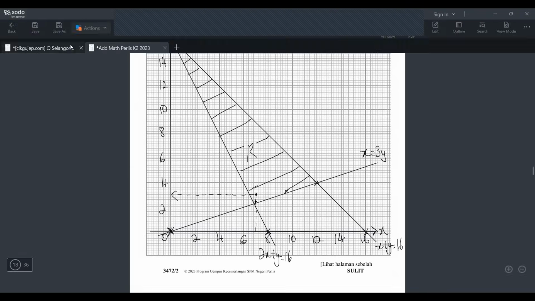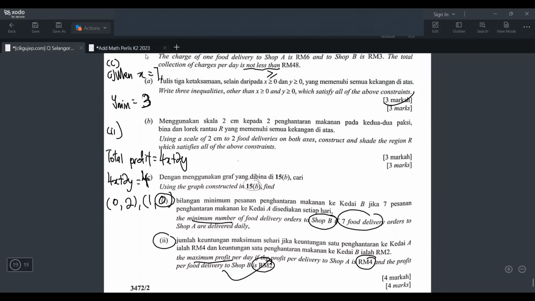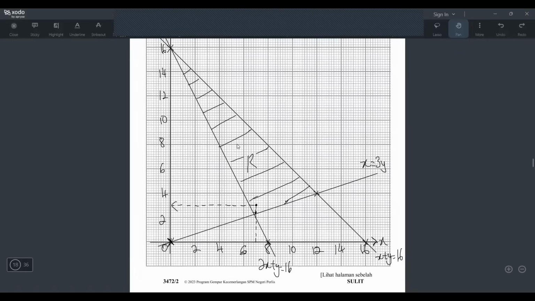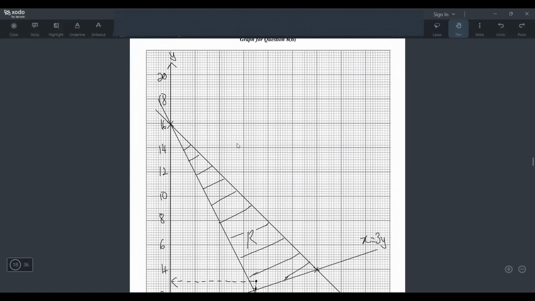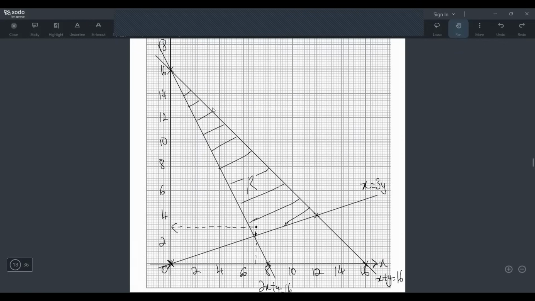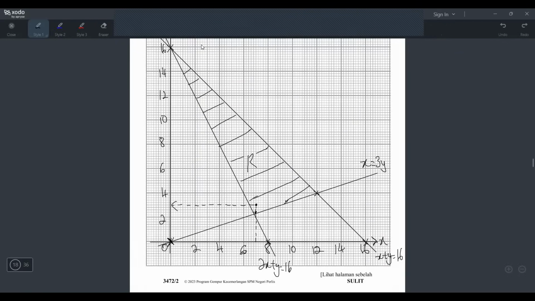Okay, do they want minimum or maximum? They want maximum. So I think this is good. (0, 2) and (1, 0). So where is it? (0, 2) is here. And then (1, 0) is somewhere here. Okay, 1, 2, 3, 4 here.